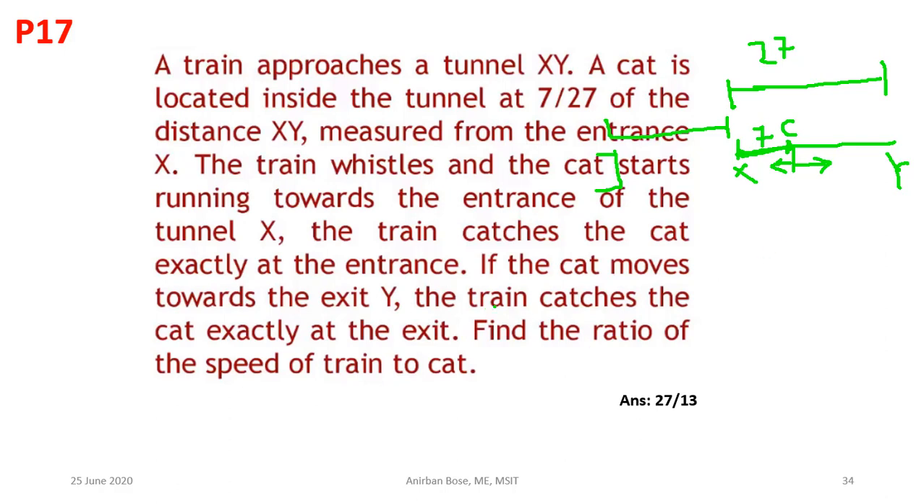again it is given that the train catches the cat exactly at the exit. That means in that case, when the cat reaches this position, then the train also reaches this position. Okay, so the question is: find the ratio of the speed of the train to the cat.